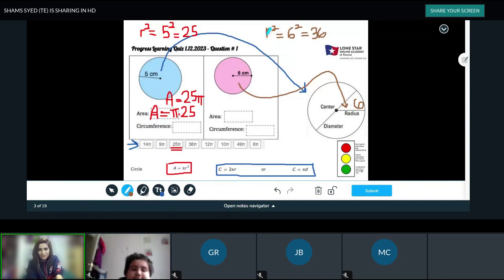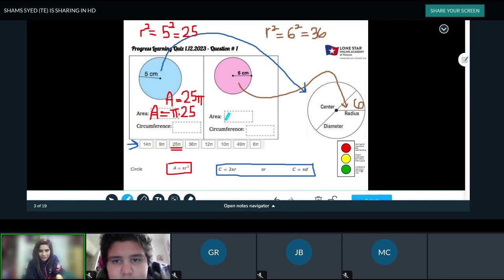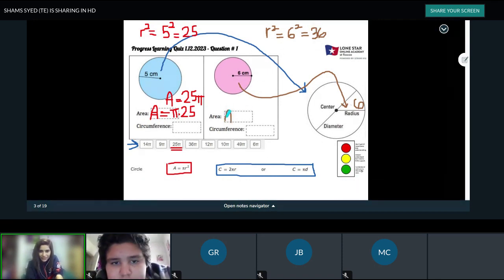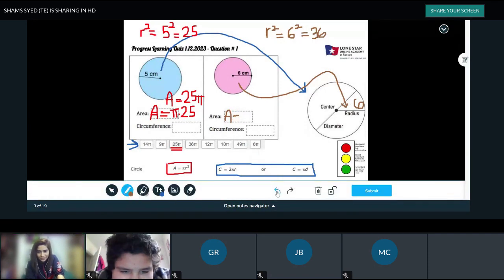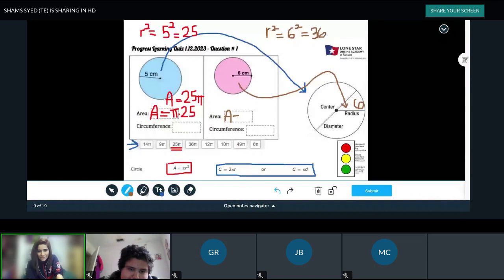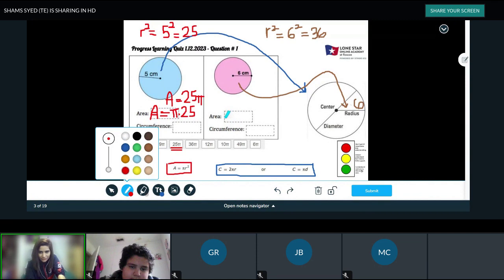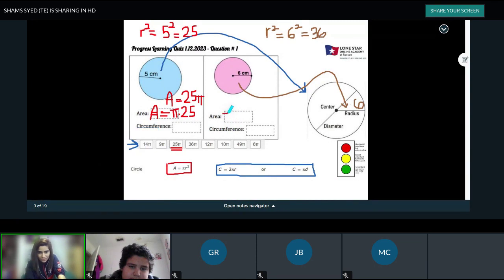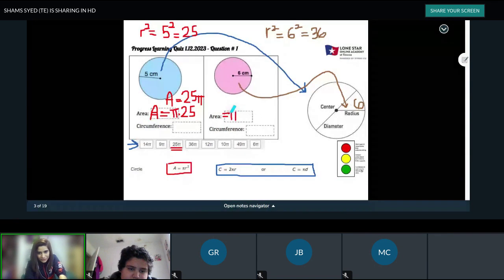Then r squared is 36. In order to find the area of this pink circle, you will do the same. You will use the formula in the red box. The formula says pi r squared. So I'm going to use this red color and write it down. Area equals pi times radius squared.